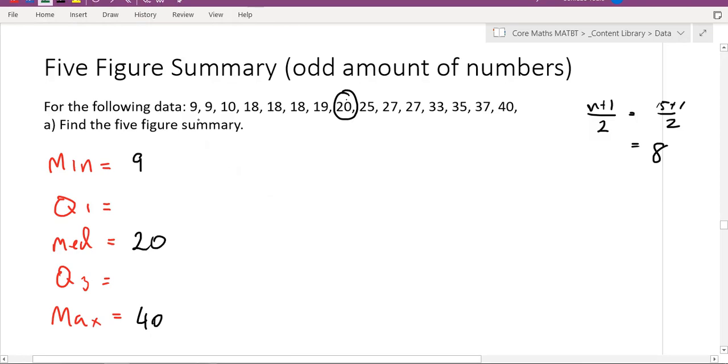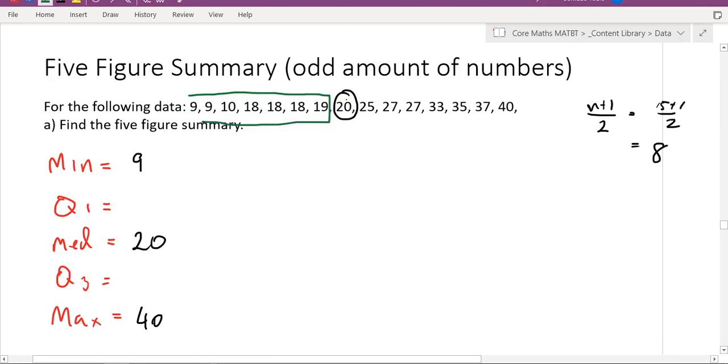So the next one is now, how do you find Q1 and Q3? As I said, Q1 is basically the middle of the lower half. Now, some people make the mistake of including the median for this. So this is the lower half. That is incorrect. The lower half does not include the median.